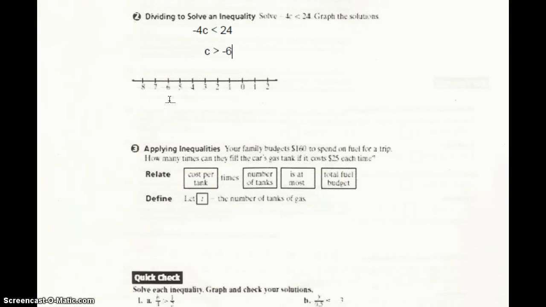And I'll maybe just graph this one for you guys, just to give a reminder on how to graph. So I have c greater than -6. So what I want to do is, well, it's not equal to, it's just greater than. So I'm going to put my circle open at my -6. And then it's greater than, so my line is going to go to the right. I'm going to put my arrow there to show that it keeps going. So, there's that.